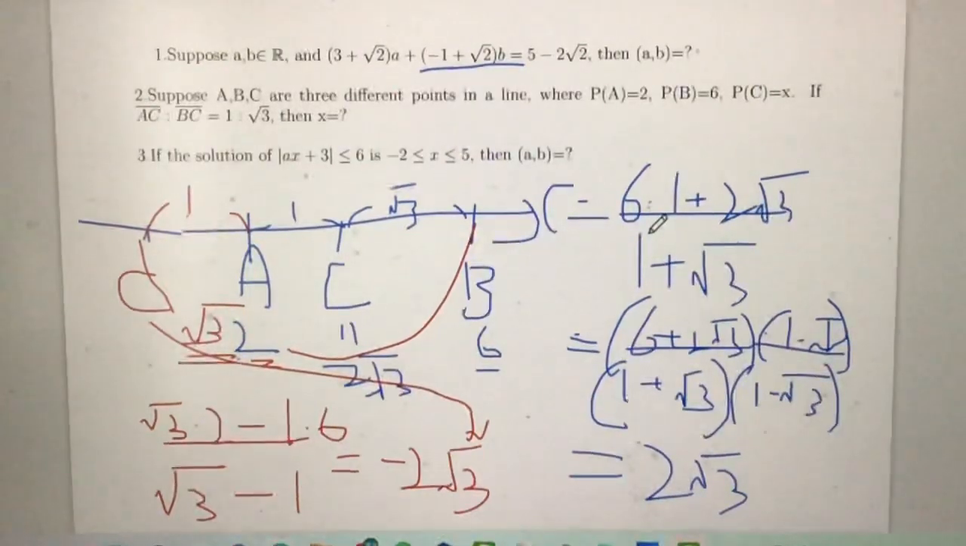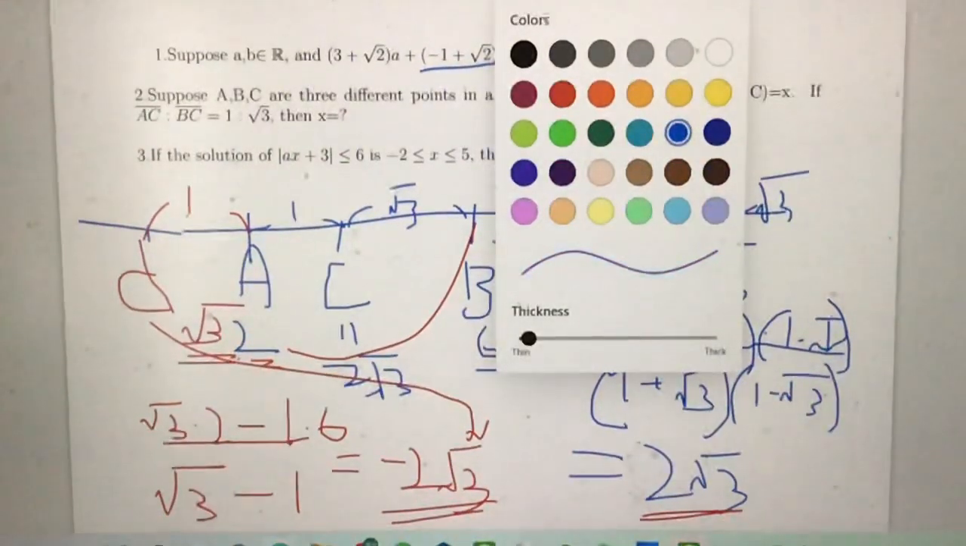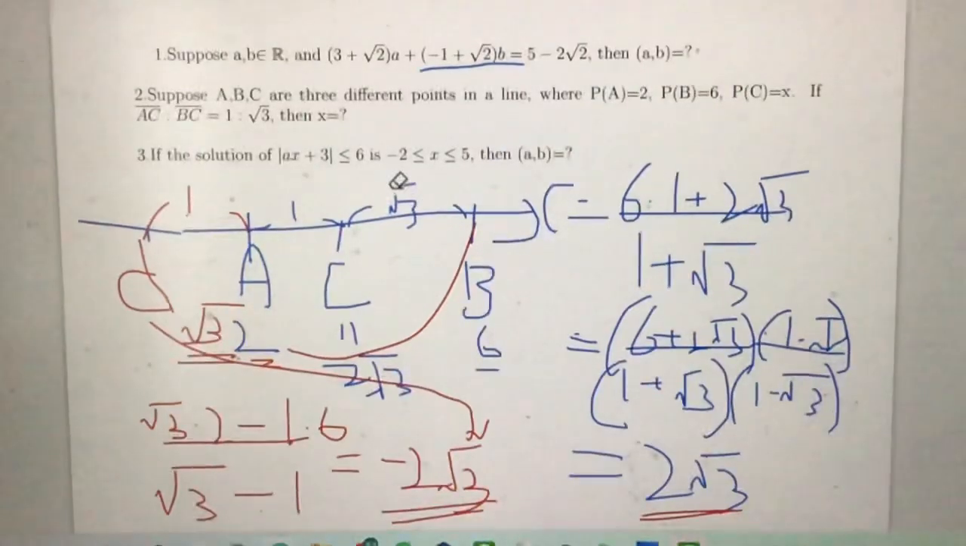So for this question, for X, we have two answers. The first one, if C is between A and B, then C is 2 times square root 3. But if C is outside of A and B, then C equals minus 2 times square root 3. So we have these two answers. Okay, so this is question 2.